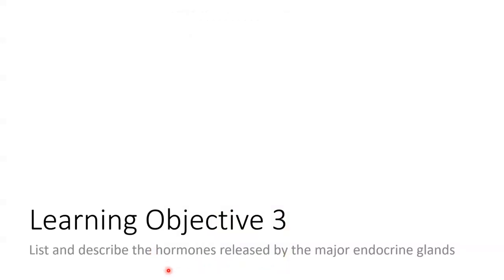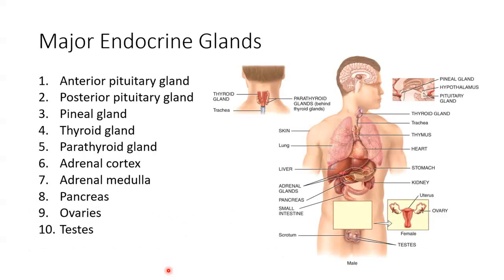Okay, so now our last learning objective for this entire topic, but I will admit it is a big one, and that is to list and describe the hormones released by those 10 major endocrine glands. As I mentioned in the previous lecture, these are the 10 major endocrine glands we're going to focus on in this semester. In the last lecture, I simply wanted you to be able to identify each of these glands. In this lecture, I want you to be able to list each of the hormones that these glands secrete and a brief function for each of those hormones.